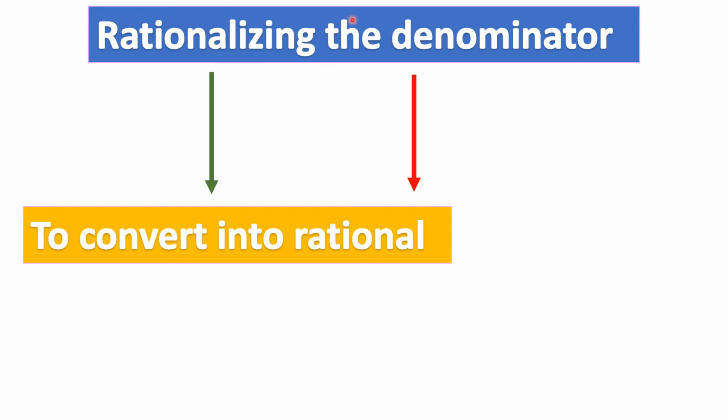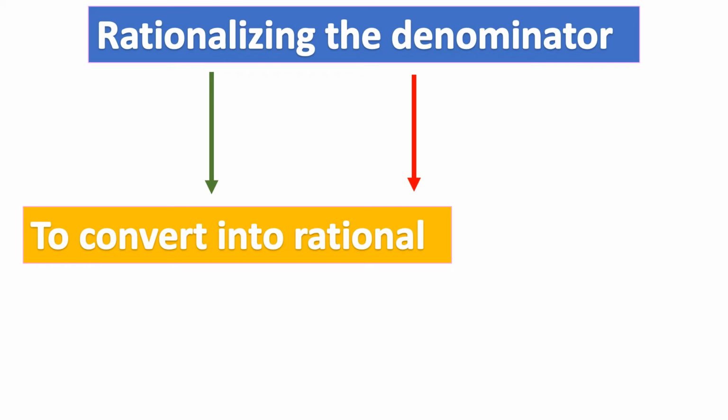What do you mean by rationalizing? Rationalizing means to convert into rational. Something that is irrational, you'll take and you'll make it rational. That is what rationalizing is. Now what will you convert into rational? You'll convert the denominator into rational.